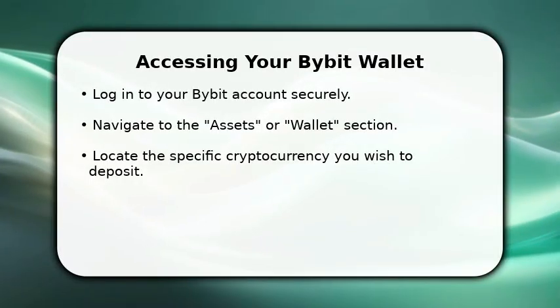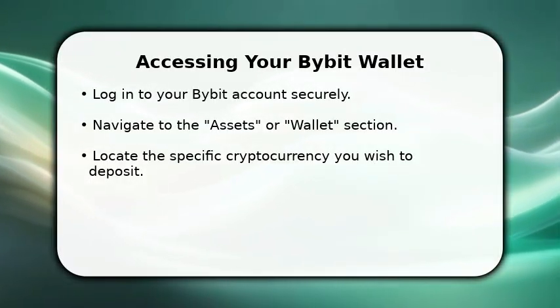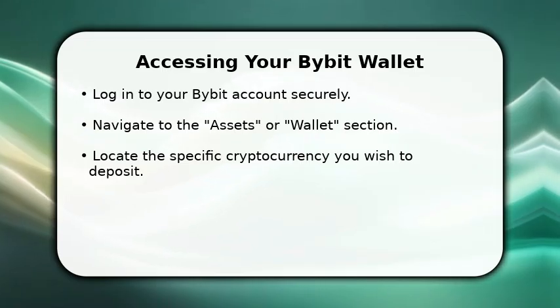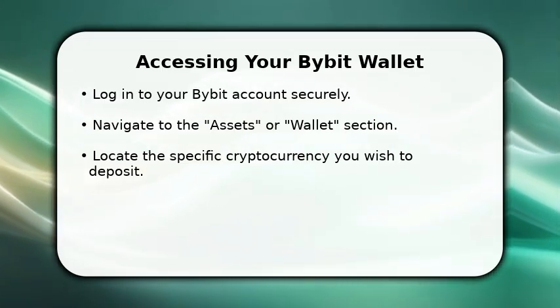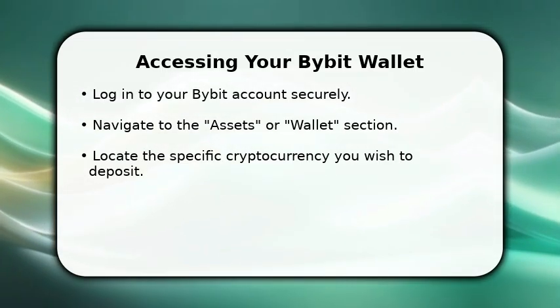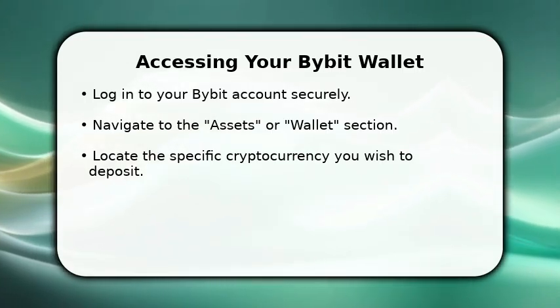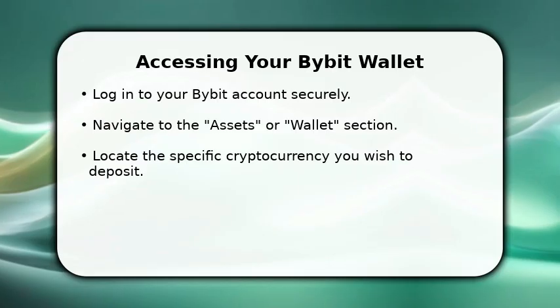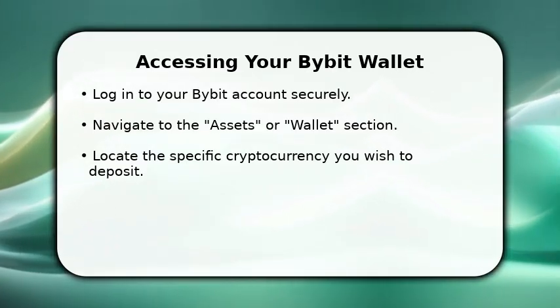In this video, I will show you how to get your Bitcoin wallet address on Bybit. First, you'll need to log into your Bybit account. Once you're logged in, look for the Assets or Wallet section, usually found in the top navigation bar. This is where all your cryptocurrency holdings are managed.